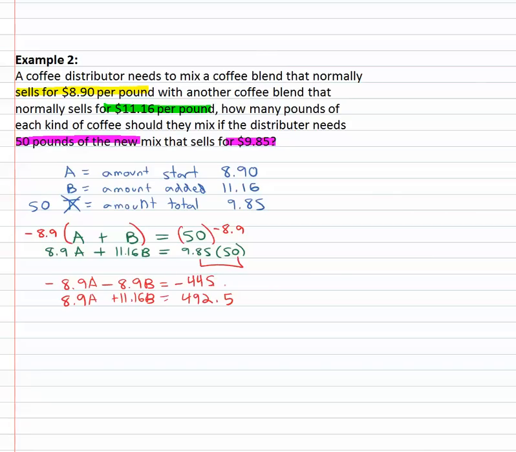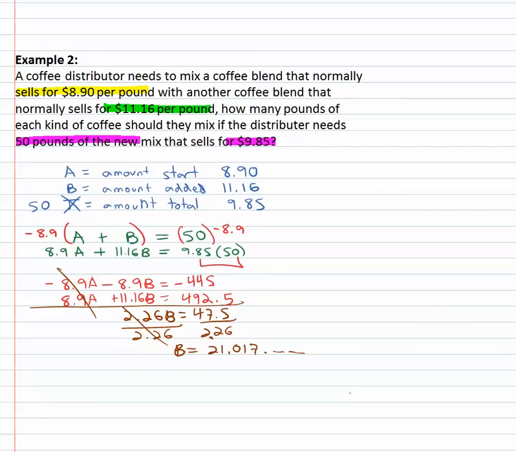All right, so continuing on, we're ready to eliminate the A's. We've got 11.16b minus 8.9b, which leaves us with 2.26b equals 492.5 minus 445 is 47.5. Dividing both sides by 2.26, we get B equals 21.017, and it goes on.